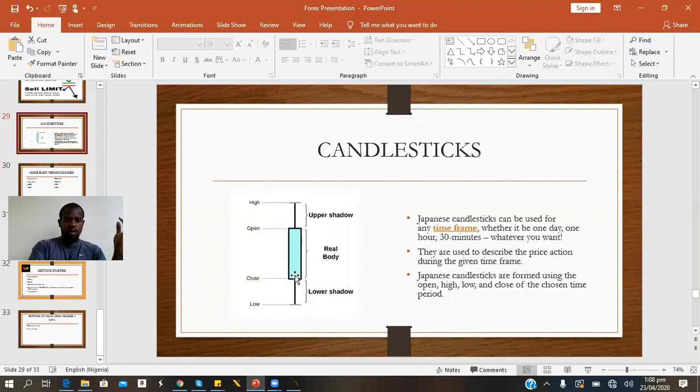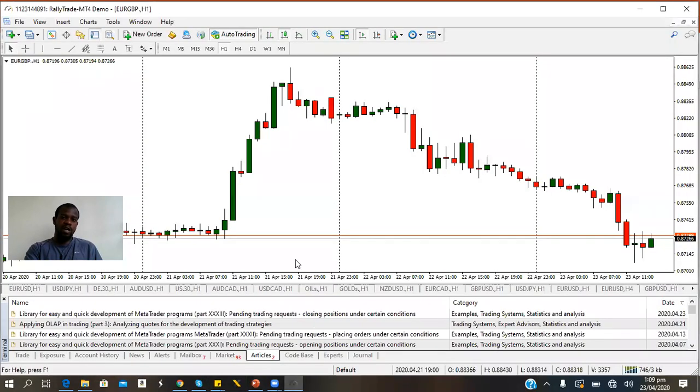The bottom of the body depends on whether it's a bullish or a bearish candle. As I said, we're going to go to the live charts and explain it better. Without wasting much time, let's quickly run to our charts. Remember, open, and the end of the body is the close. The highest point of the upper shadow is called the high, while the bottom of the wick is called the low. So let's look at our charts and explain with each candlestick.